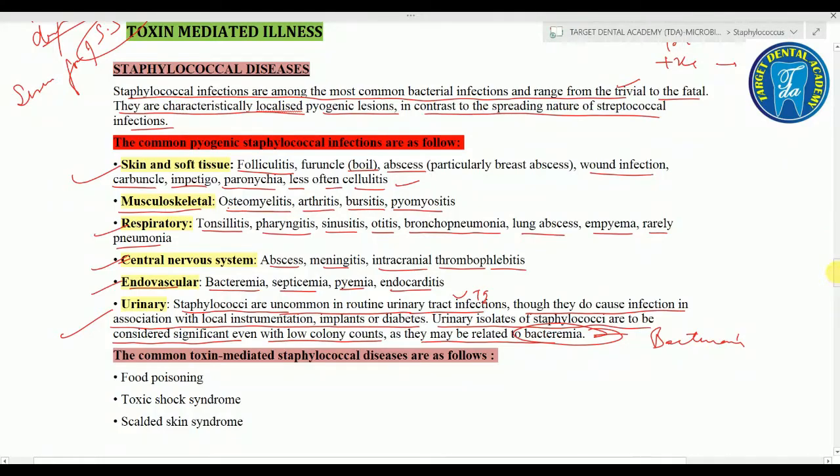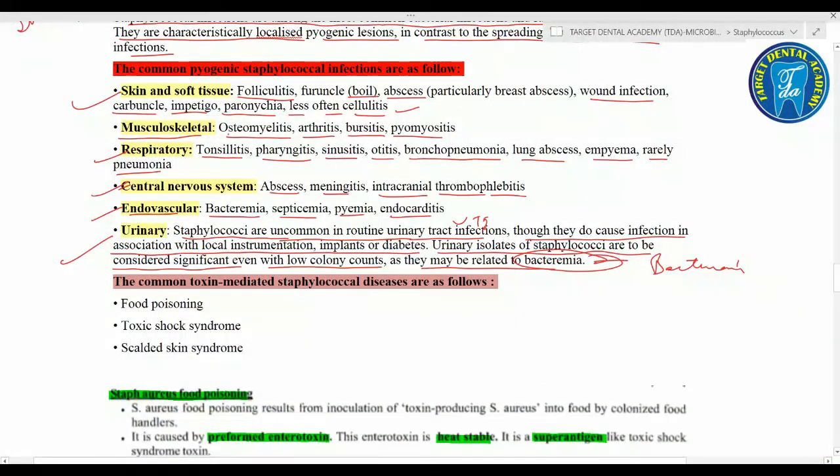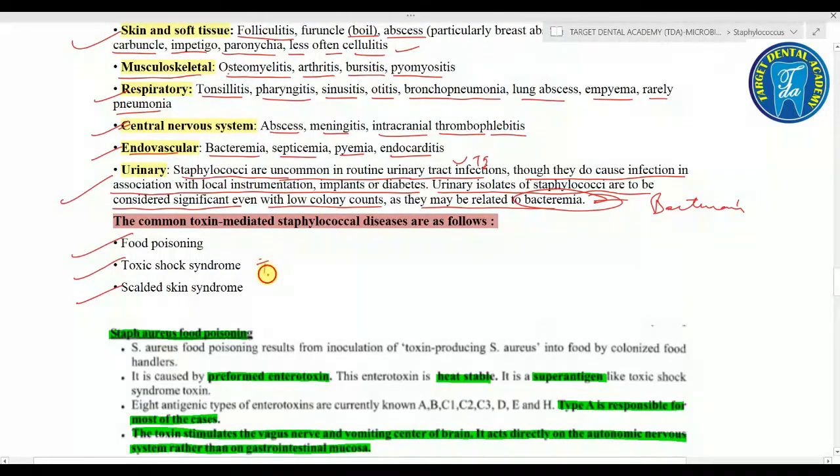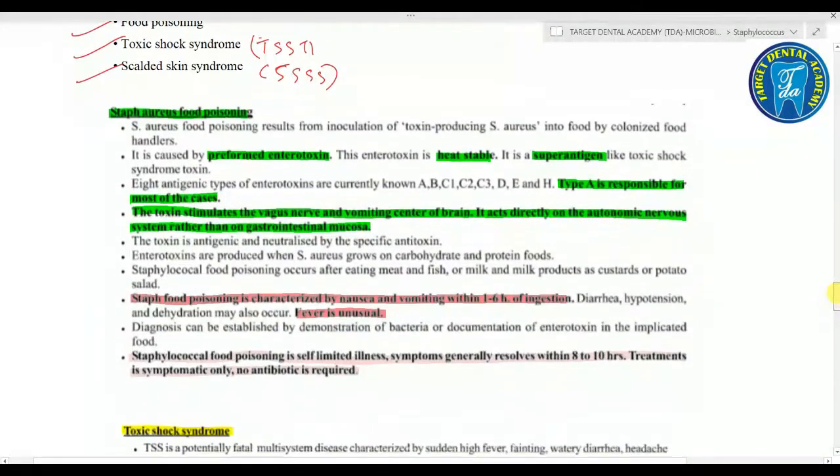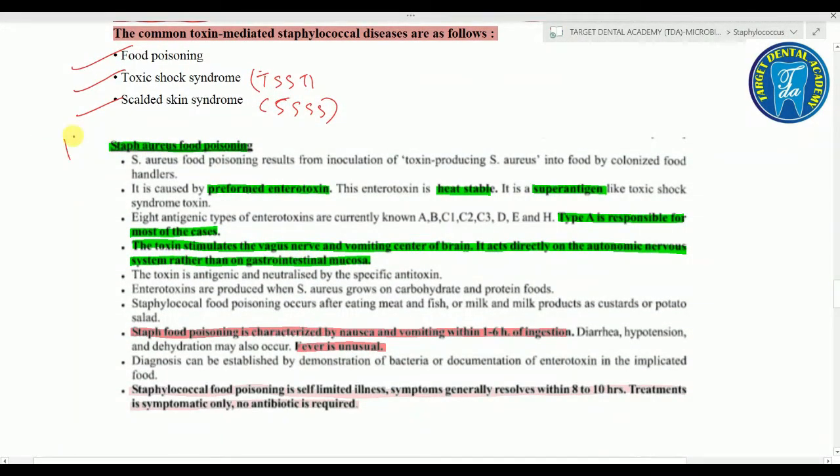Fine. So there are 3 most common toxin-mediated staphylococcal diseases: food poisoning, toxic shock syndrome and the scalded skin syndrome, SSSS. Now coming to the first disease, Staphylococcus aureus food poisoning. It results from the inoculation of toxin-producing S. aureus into the food by colonized food handlers. It is caused by preformed enterotoxin.